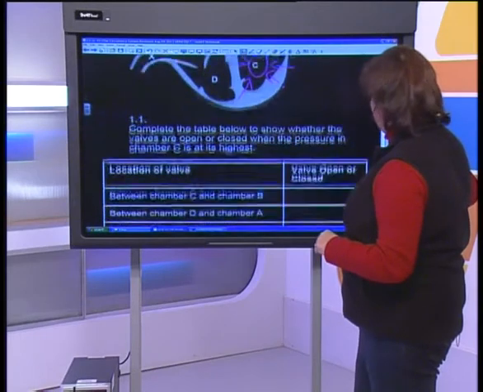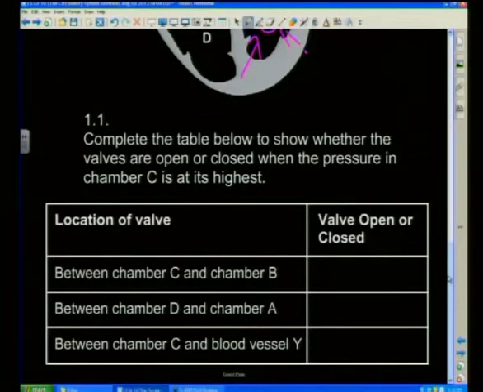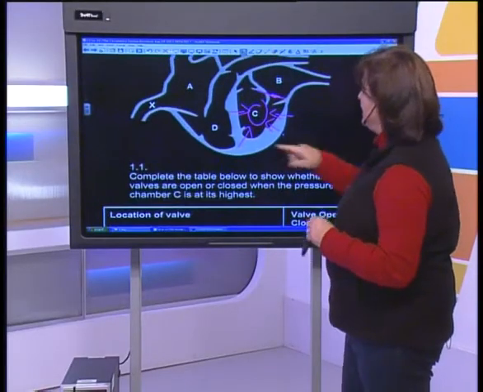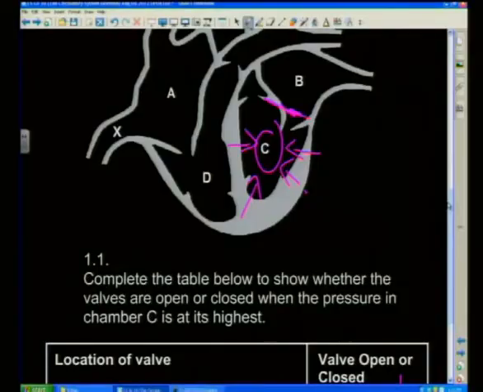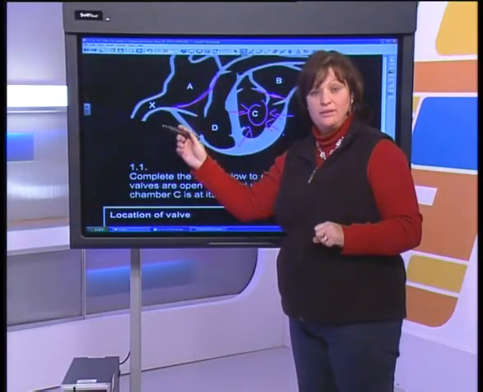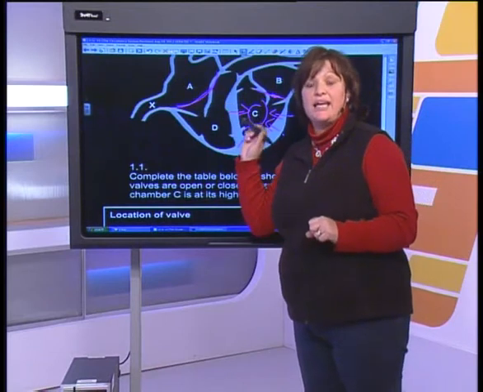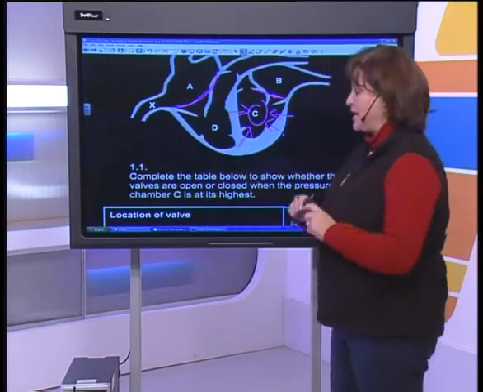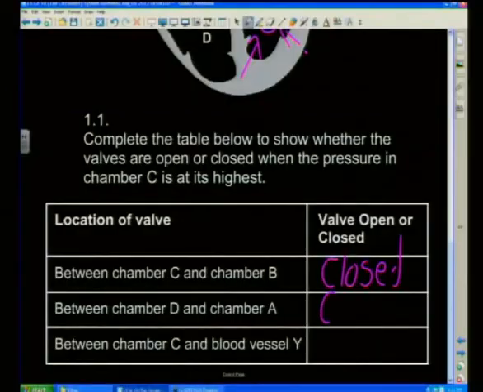So for our first answer, between chamber C and B, you would want it to be closed. Then between chambers D and A, let's go back up again. It's the same. The heart must mirror each other. What happens on the left side is also going to happen on the right side. So if the valves were closed there, your atrioventricular valves are going to be closed on the right-hand side as well. Now remember that valve, the tricuspid valve. Always remember the R stands for right-hand side. So that valve would also be closed.